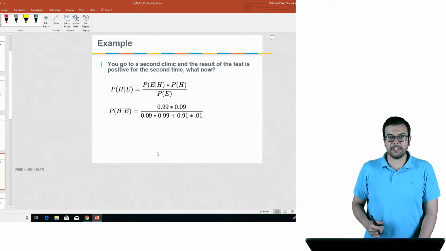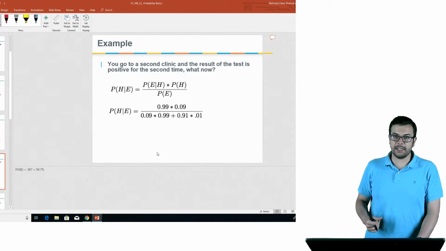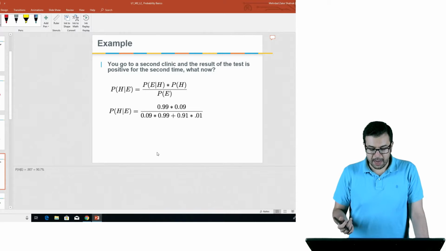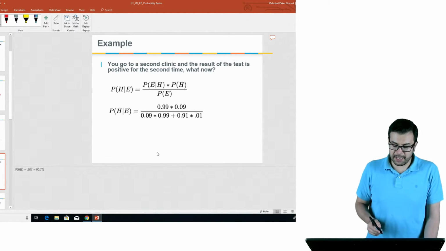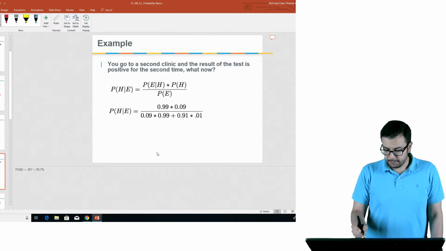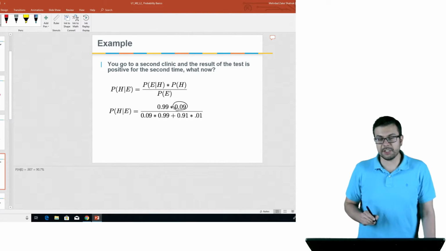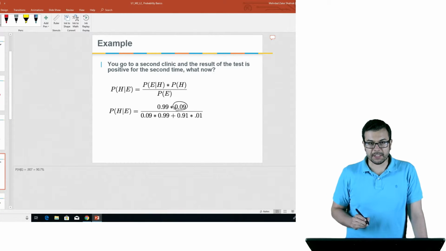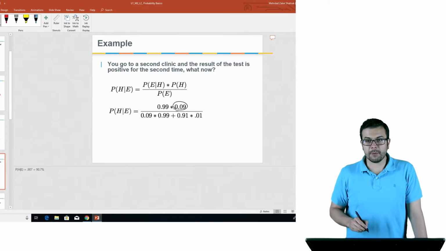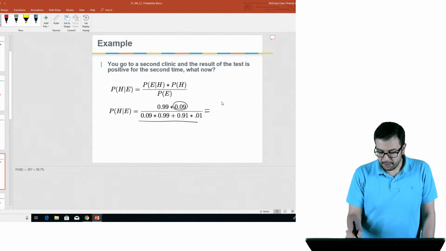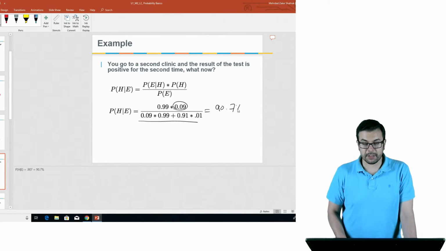Let's think about a different case. What if you go to a second clinic and the result of the test is also positive? What is the probability in this case? The formulation is the same, but the difference is that the probability of having the disease has now changed to 0.09, or 9%. So that changes the probability of the evidence. And when we put the numbers in, now the probability of us having the disease is 90.7%, which is a high and considerable probability.